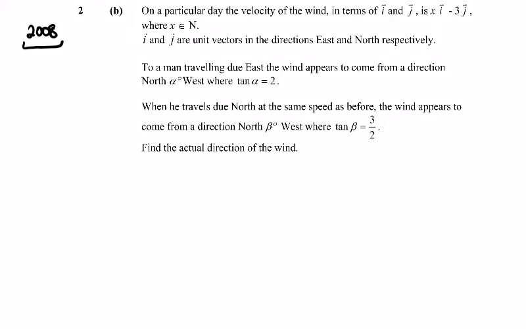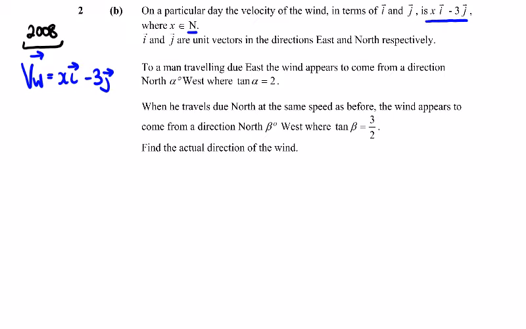The 2008 relative velocity question. We're told on a particular day the velocity of the wind is xi minus 3j, where x is an element of the natural numbers. Just remember that at the end. And east and north, of course.